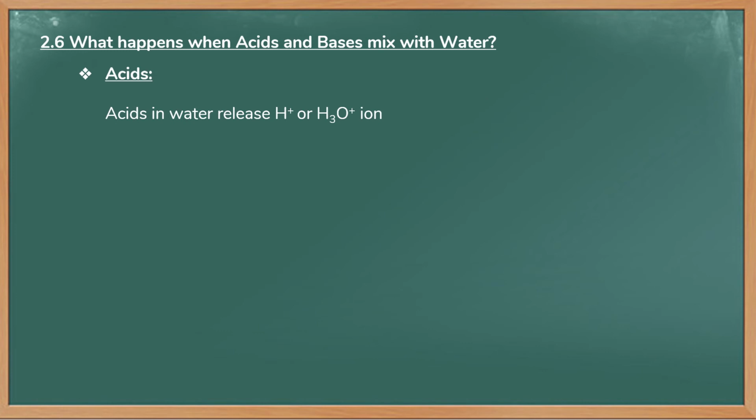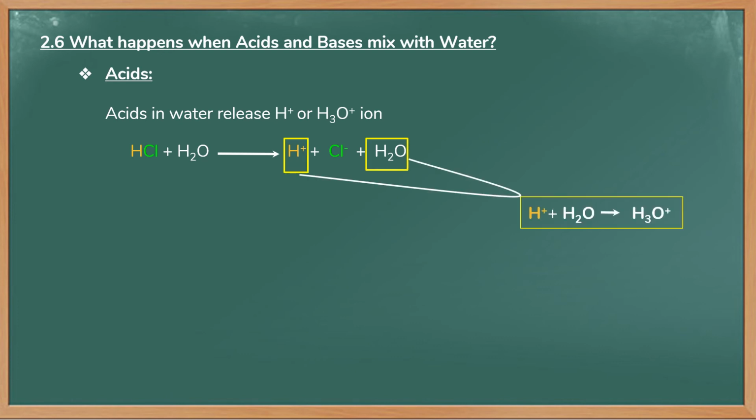Now we shall learn the reactions or processes involved in mixing acid and base in water. Acids in water release hydrogen ion, H+, or hydronium ion, H3O+. In the example, we mix hydrochloric acid in water. The HCl releases the H+ ion. The H+ ion then associates with the water molecule H2O to produce the hydronium ion H3O+. So, the overall process produces a chloride Cl- and hydronium ion.